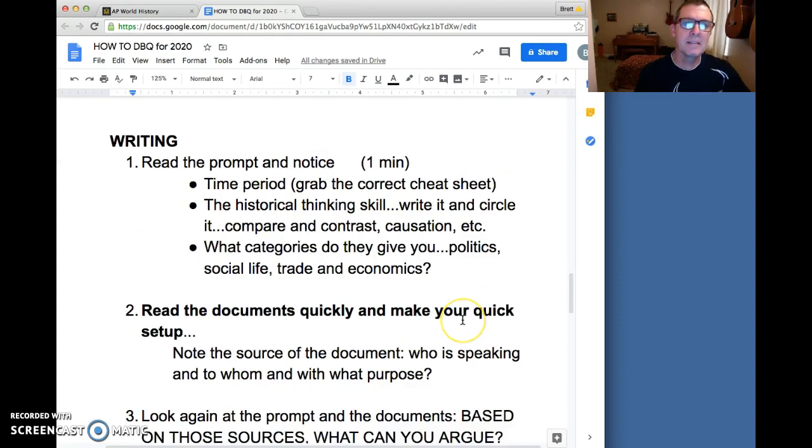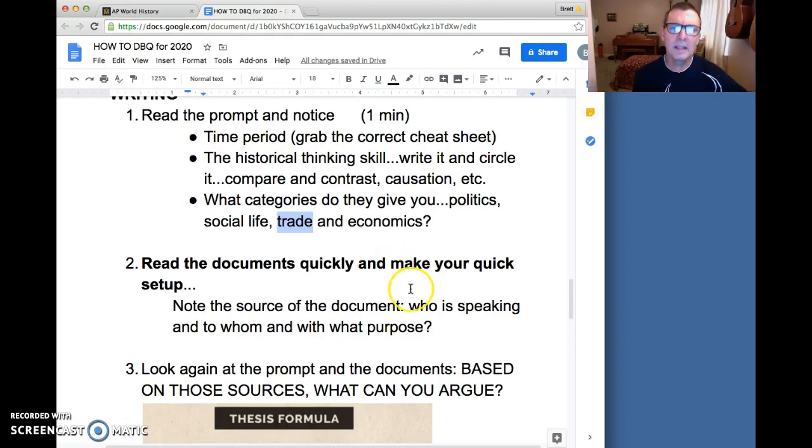And then for the writing itself, you're going to get the prompt and you're immediately going to notice your time period. What is the time period that this is about? What is the historical thinking skill that this DBQ encompasses? Is it a compare and contrast? Is it about causation or change over time or something like that? And then what categories do they give you? Is this about politics or trade, or economics or something like that? Just notice those things and be jotting down quick notes.